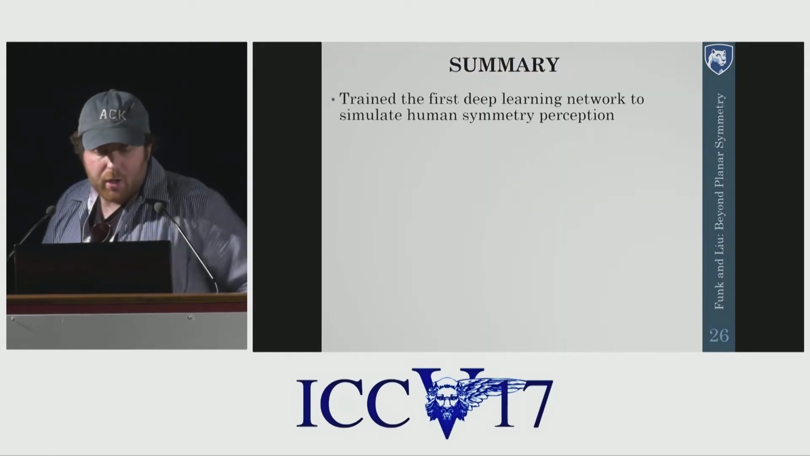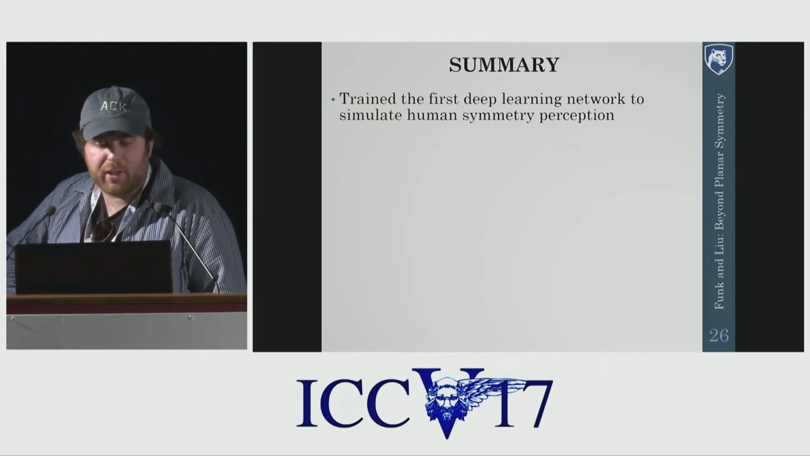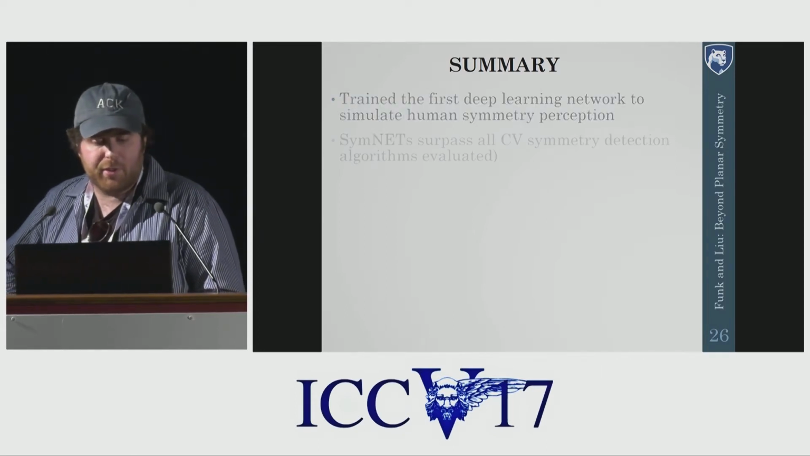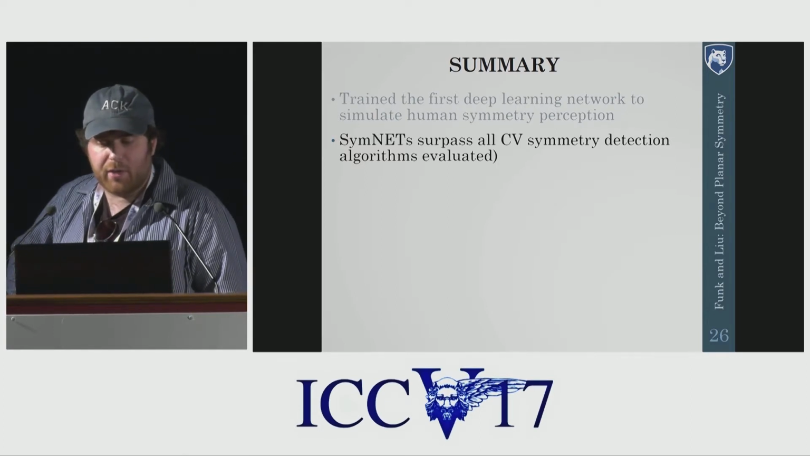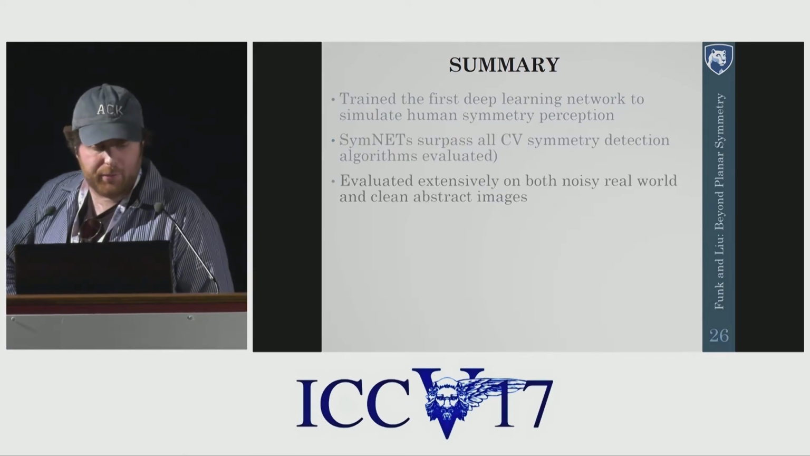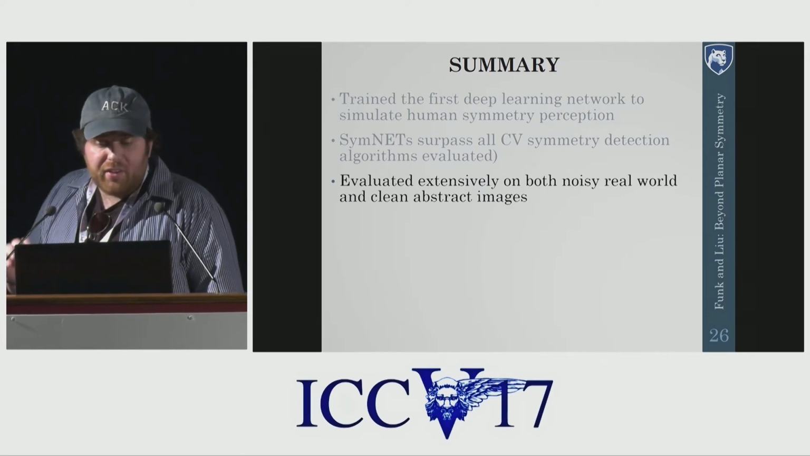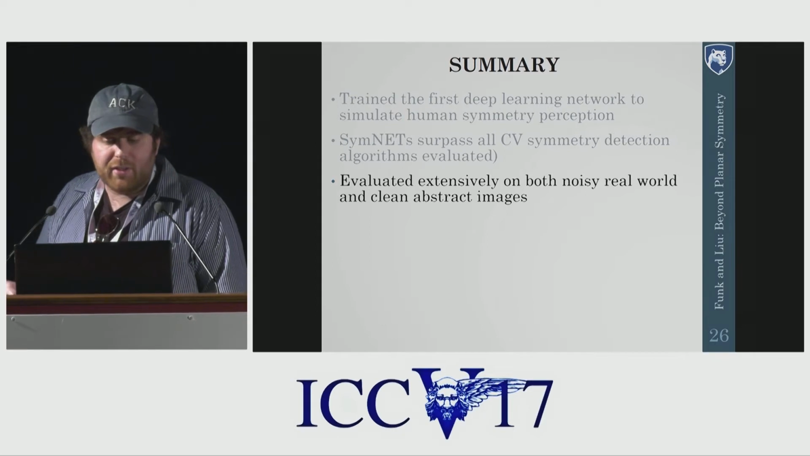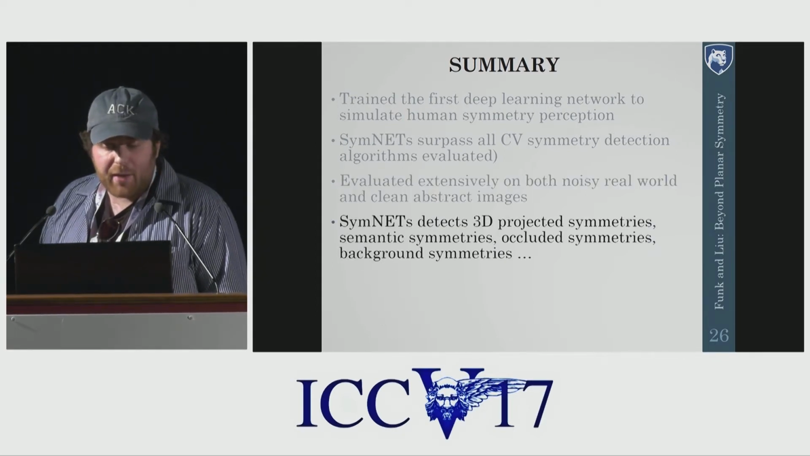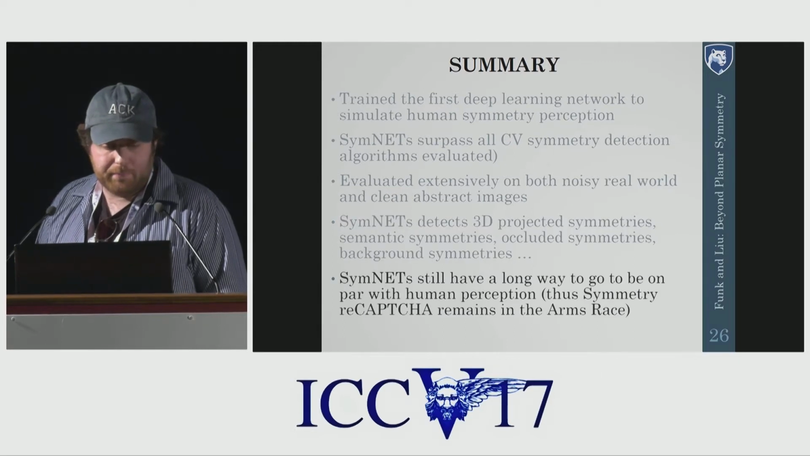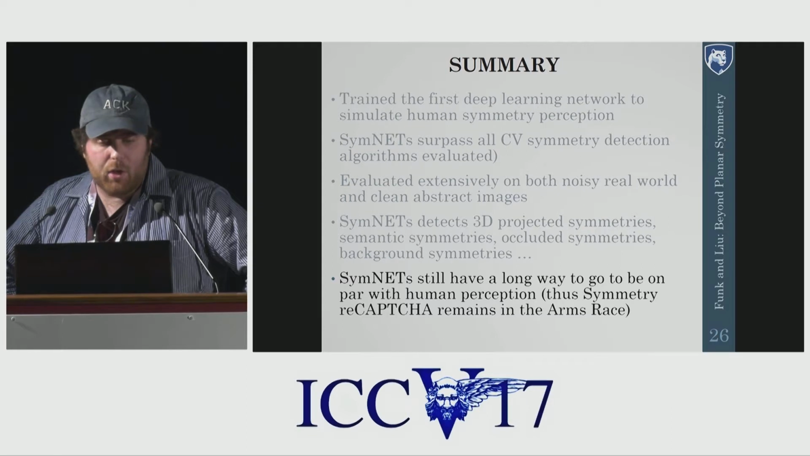In summary, we've experimented with the first deep learning networks, Sym-NETs, for capturing human perception of real-world symmetries. Its performance has surpassed all state-of-the-art computer vision algorithms tested on multiple datasets. Our Sym-NETs demonstrated the ability to detect 3D symmetries, semantic symmetries, and occluded symmetries, and foreground and background objects as symmetries as well. Yet compared with human perception, Sym-NETs still have a long way to go.